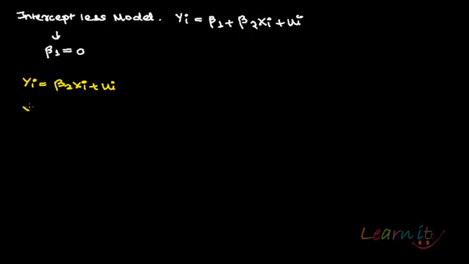Well, the estimated yi hat would be beta 2 hat xi. And you also know this, that your actual yi's are equal to estimated yi's plus error terms. This you know. And you can write your error terms as ui hat is equal to actual yi's minus estimated yi's. This is your error.